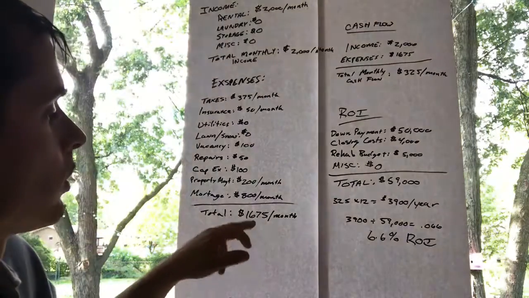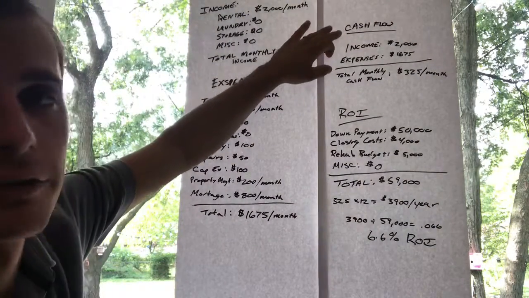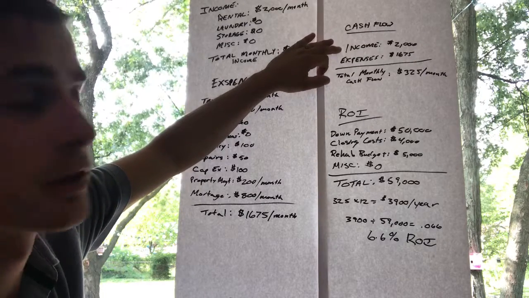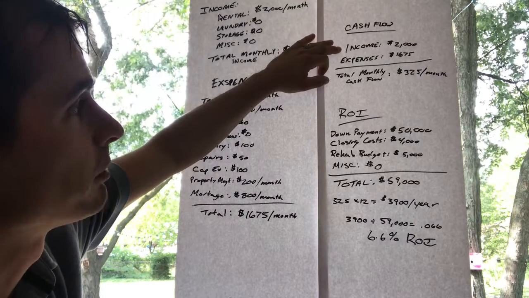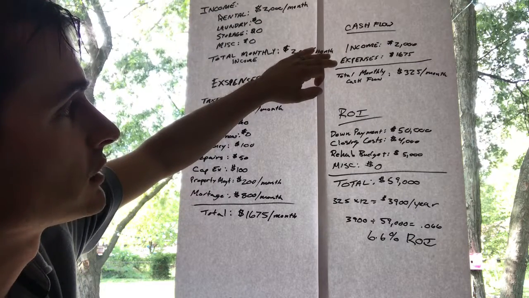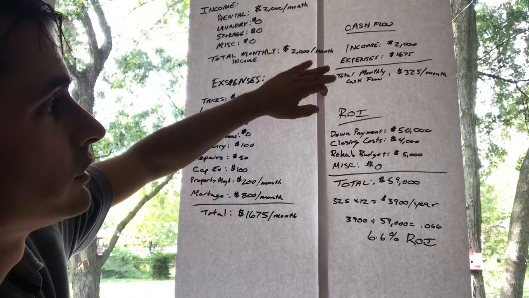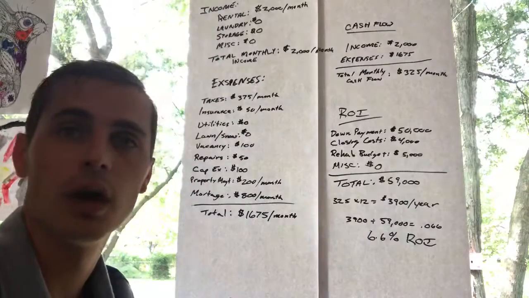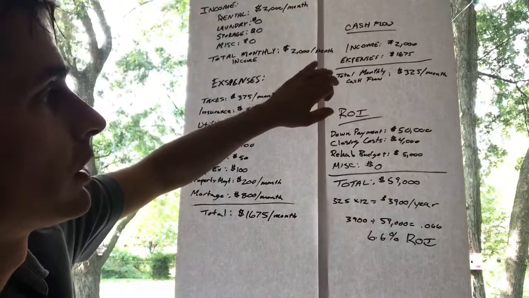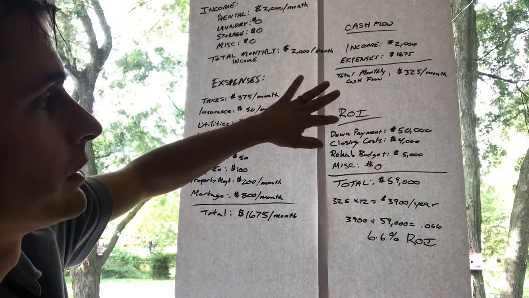Now once you have your total expenses, you're going to want to figure out your cash flow. So you want to take your income, your $2,000 per month that you're going to be making in rental income, minus your expenses, which is $1,675. That gives you your total monthly cash flow of $325 per month. Now once you have your total monthly cash flow, you can start looking at your return on investment.